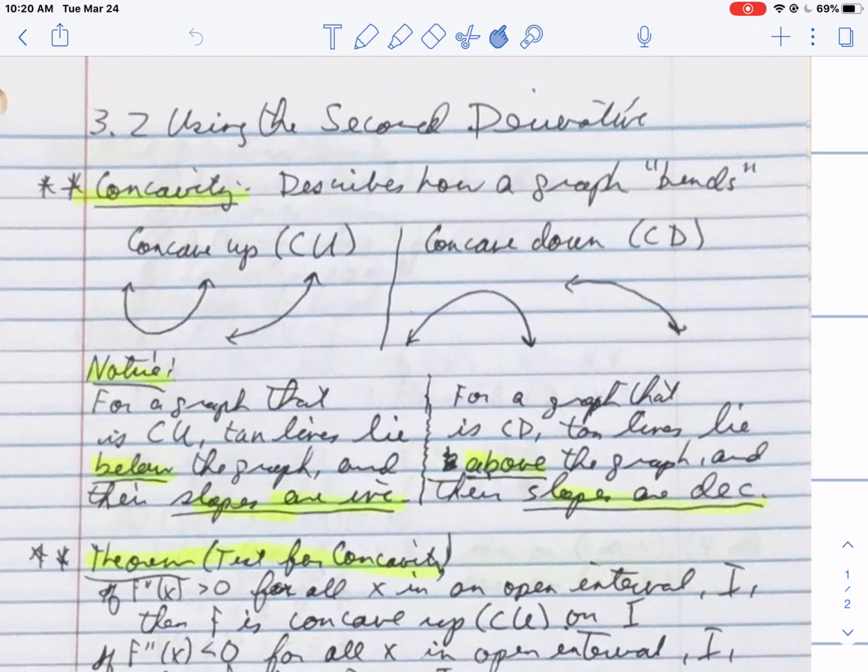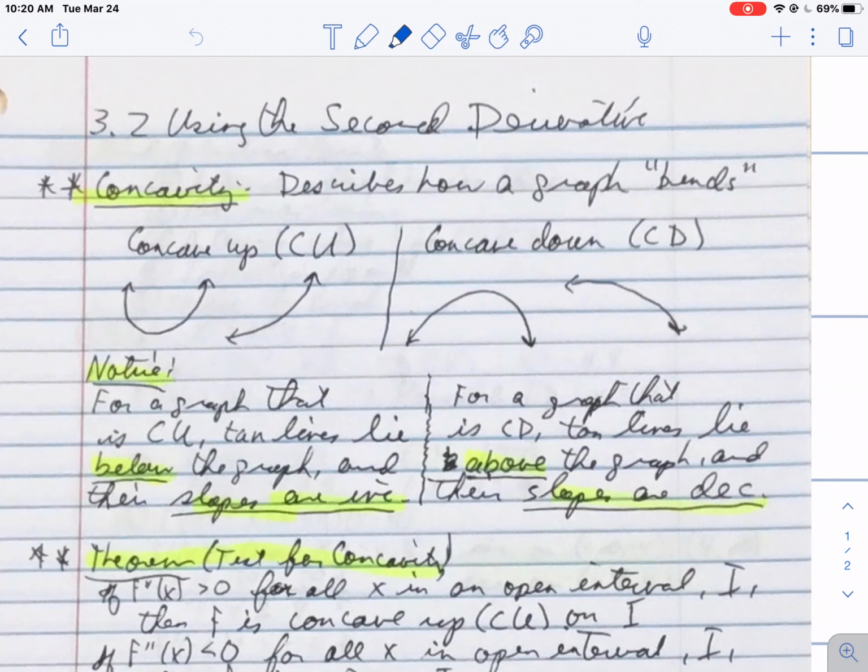All right, so the second derivative has uses as well in terms of what it tells us about the shape of the graph of a function. You can actually use it for a couple of different things. The primary use of it, though, is going to be to determine what's called concavity. Now, the concavity of a graph describes how the graph bends. And you have a couple of examples there, concave up, concave down, in terms of the shape of the graph.